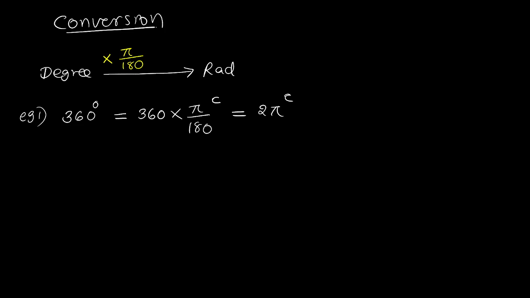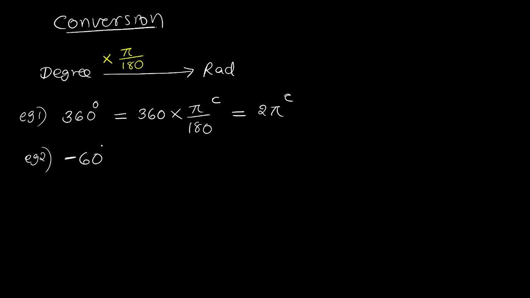So the conversion is like this. The degree value is multiplied with pi by 180, and we get the radian value. Let me write a few examples. After that you can ask me doubts. I don't want to write more examples because there are questions in the textbook.